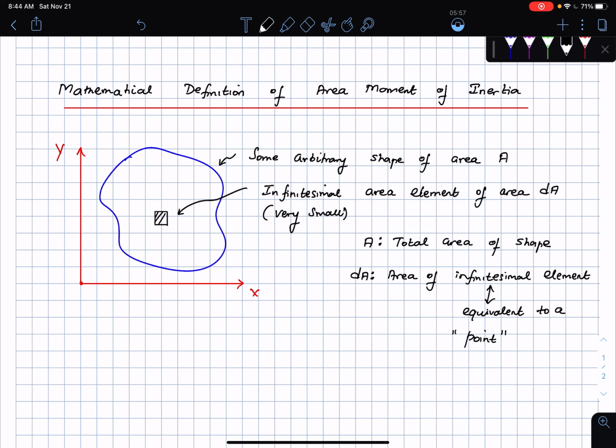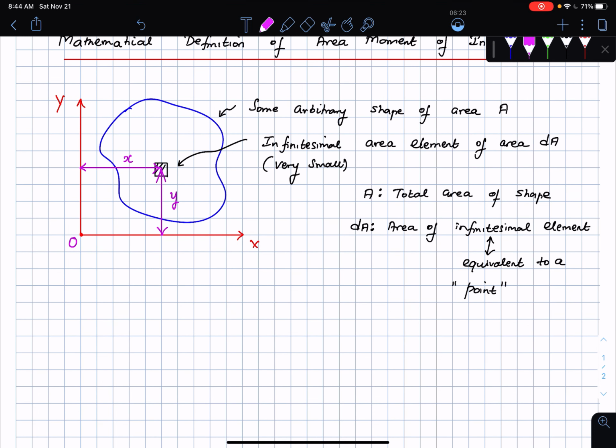I'm going to locate the area element from the origin, which is defined as follows. Here is my origin O, and from the origin, the height of this area element is some distance little y, and the location along the x-axis is some distance little x. So little x and little y is the location of the infinitesimal area element from the origin.